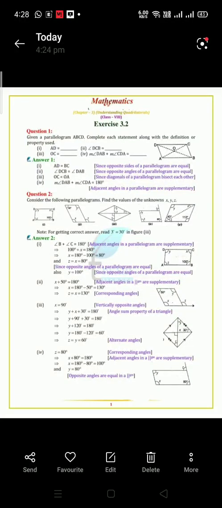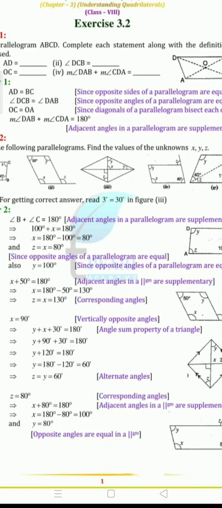Hi kids, so let's continue with exercise 3.3. Here it's by mistake written 3.2. Okay, this is 3.3. Now we have already done most of the sums. Now let's go for question number 2.